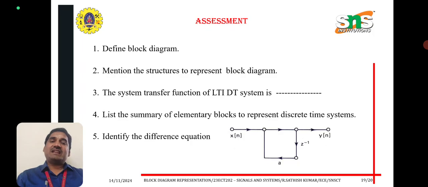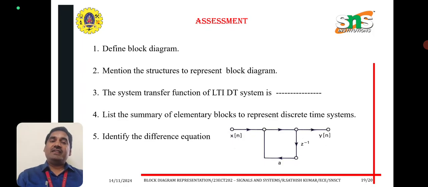The system transfer function of a linear time invariant discrete time system is H of z is equal to Y of z divided by X of z. In terms of direct form 2, Y of z divided by X of z is equal to Y of z divided by W of z into W of z divided by X of z. List the summary of elementary blocks to represent discrete time system: adders, constant multiplier, signal multiplier, advancing element, delay element, etc.